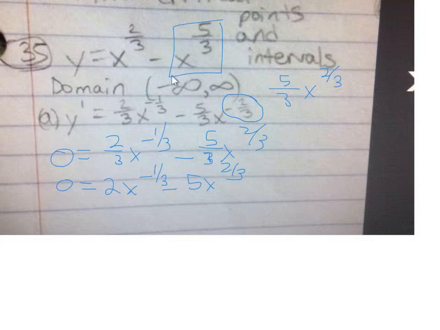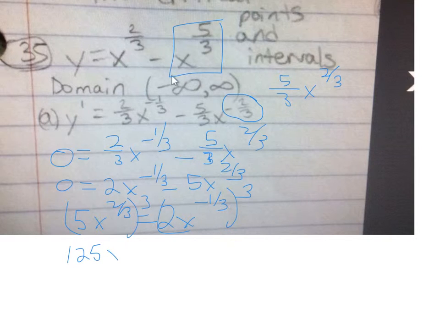Okay. So if we use that same trick that we used earlier, it's going to work the same way to get rid of the exponents if we put everything to the exponent 3. We'll end up with 125 x to the 2 equals, what did I do wrong? No, that's right, this is a negative, sorry, equals 8x to the negative 1.